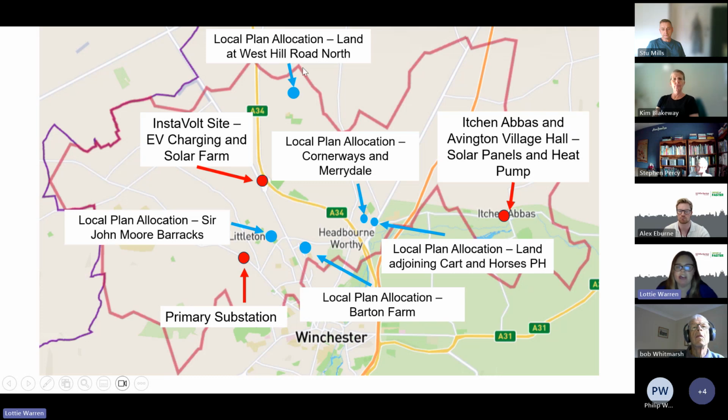And then we've got 3 smaller areas, one up here in South Wonston, the land at West Hill Road North, the Cornerways in Merrydale, and the land adjoining the Cart and Horses Public House. So it's a really interesting thing for us to examine, looking at what the energy needs of the future may be, especially with all these developments taking place.